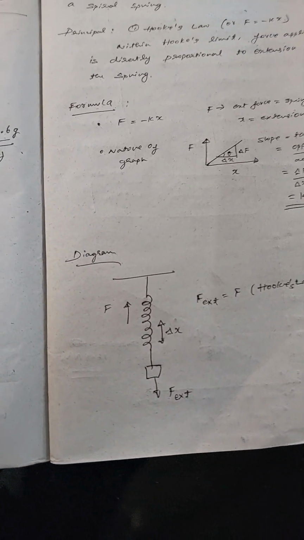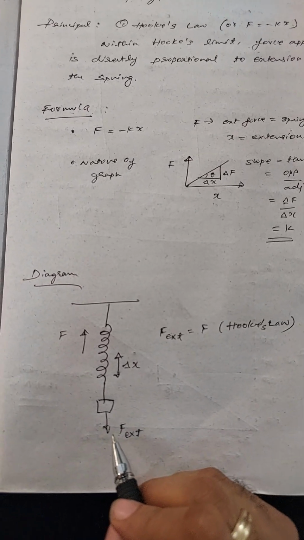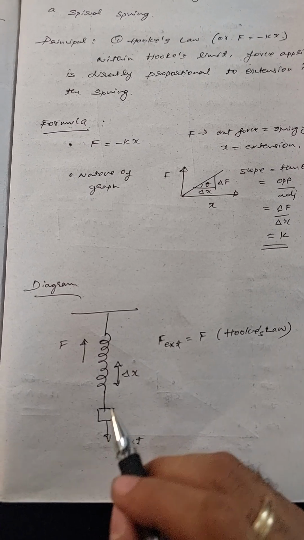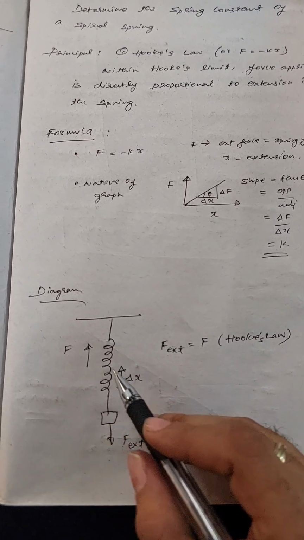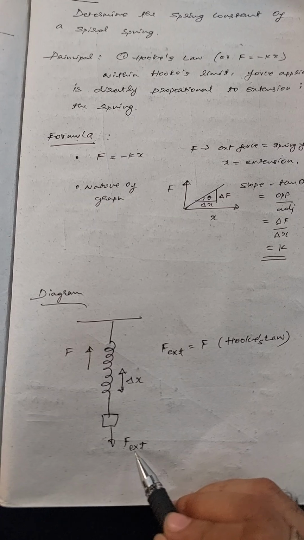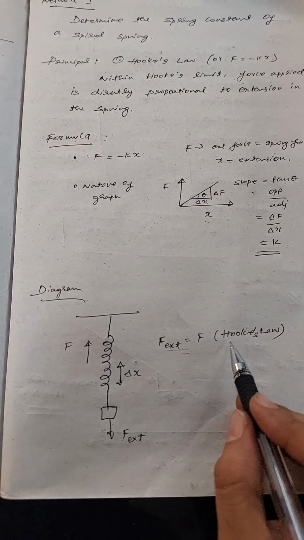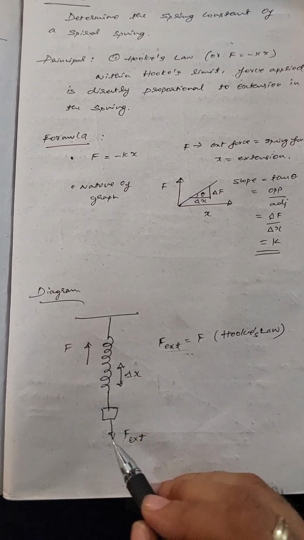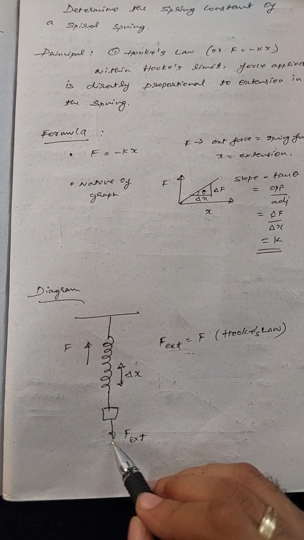So you can see that F external is the force that is applied by external sources. This F is the force produced in the spring, which will be proportional to F external. So that's basically what Hooke's law means. If F and F external are not proportional, then it's outside the limit of Hooke's law.